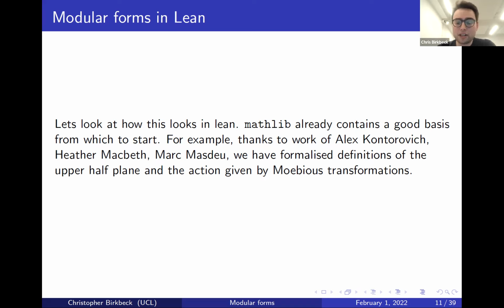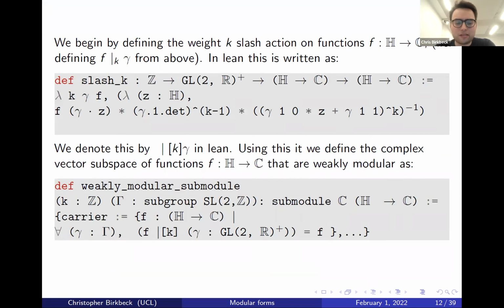We won't need quite that much, but at least it's nice that we already have the upper half plane, we already have these Mobius transformations. I think they maybe defined it only for matrices in SL2Z, not for these GL2R+, but that extension isn't very hard to do. I think I just added that very, very quick. That was one of the first things I did. But the first thing we want to do is maybe define this slash operator, this slash k operator.